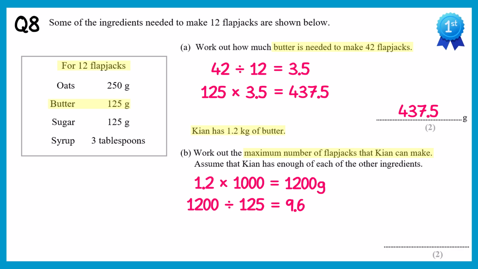If we're going to do this recipe 9.6 times, we could create 12 flapjacks 9.6 times. So we do 12 times 9.6. This will give you 115.2. So we could create 115.2 flapjacks. But of course, flapjacks come in whole numbers. Nobody wants 0.2 of a flapjack, so the answer would be 115.